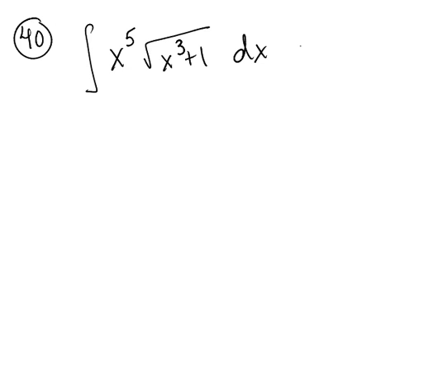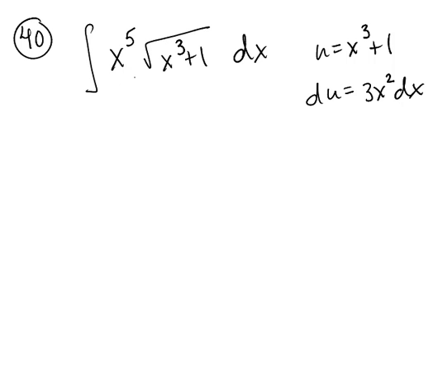Okay, on 40, you're asked to find the antiderivative of x to the fifth over the square root of x cubed plus 1 dx. So you probably think it's a good idea to let u equal x cubed plus 1, but the problem there is that du will be equal to 3x squared dx. And so you're going to have to do some thinking to handle this x to the fifth.